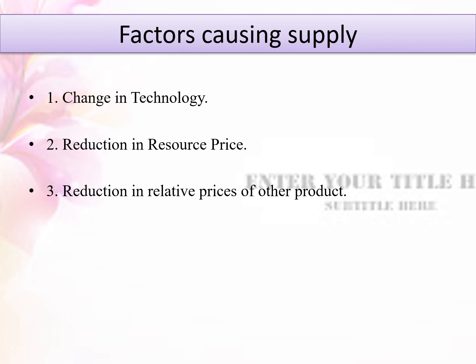Third one is reduction in the relative prices of other products. A reduction in relative prices of other related products compels the producer to increase the production of that particular commodity whose prices are relatively higher. Fourth one, market infrastructure. When good communication and transport network increases, the supply of commodity also increases. And last one is number of producers. Changes in the number of producers producing a given commodity influence the supply. More the number of producers, greater the supply, and vice versa.